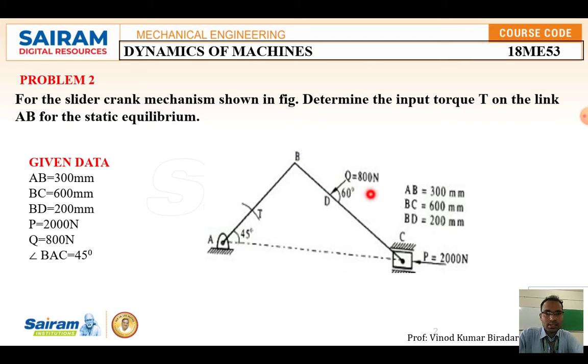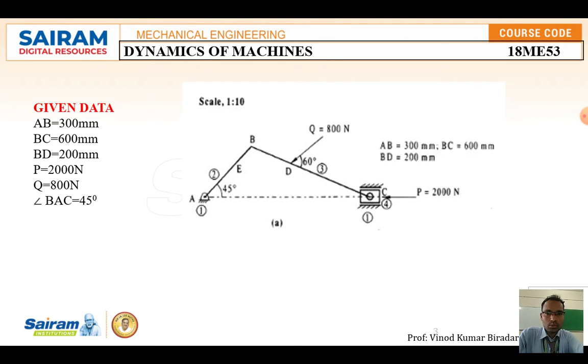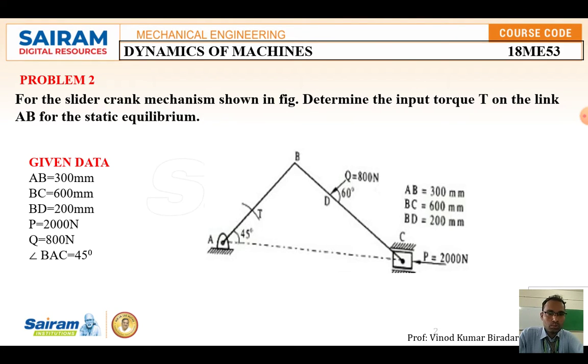Here the given data is AB equal to 300 mm, BC equal to 600 mm, and BD equal to 200 mm. The external force applied is 2000 Newton. Before solving this problem, first understand whether you can construct the graph with these values. If it is not possible to draw the graph using these values, you have to assume some suitable scale.